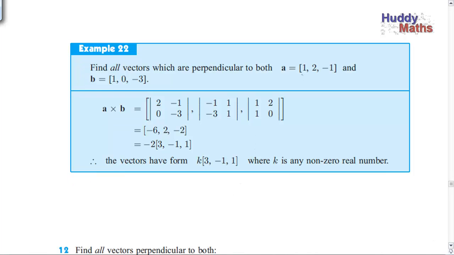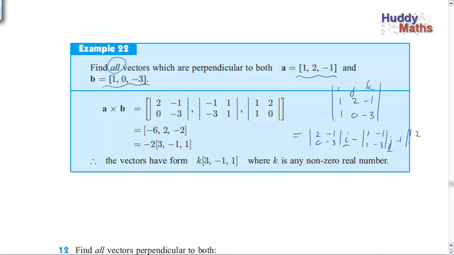Find all vectors which are perpendicular. All, look at that in italics, read the question carefully. Perpendicular to that. Well, what we would do, I still prefer this method. I, J, K, 1, 2, neg 1 for A, 1, 0, neg 3, and then going through, it's going to be 2, neg 1, 0, neg 3, I, minus 1 neg 1, 1 neg 3 J, and then plus 1, 2, 1, 0 K.